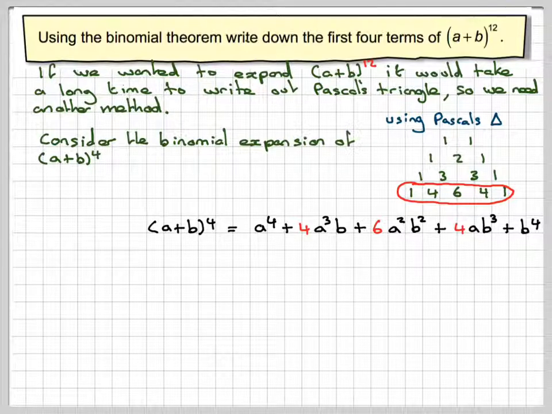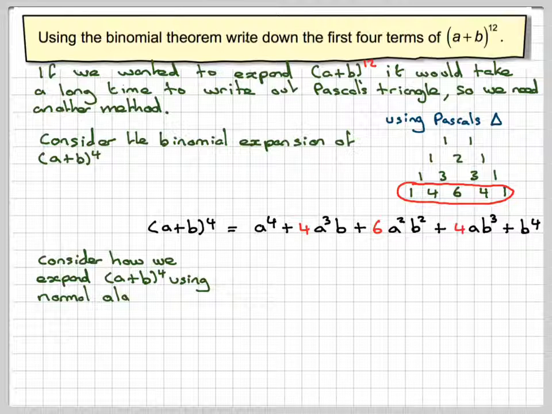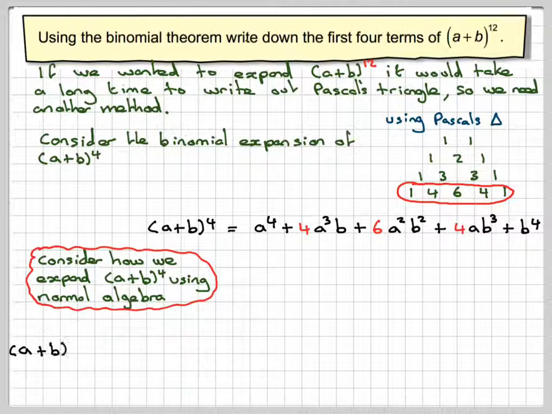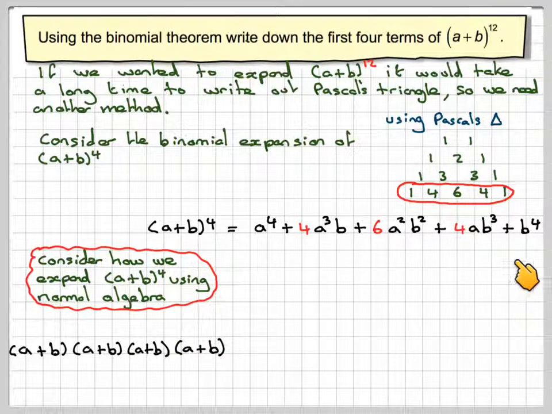Now, what are we normally doing when we would just do this with normal algebra by expansion? Well, we would have (a + b) times (a + b) times (a + b) times (a + b). Now the first term is very simple. It comes from a times a times a times a, which gives me a^4. And the last term just comes from b times b times b times b, which gives me b^4. There's only one way that we can actually do that.